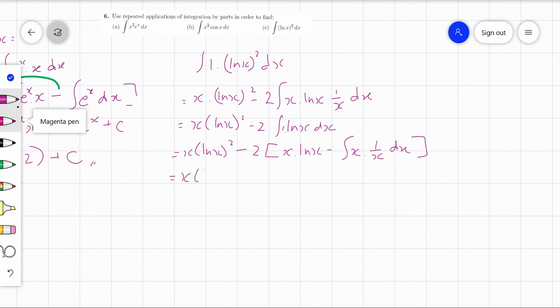Alright, so I've got x log x squared minus 2x log x. Again, be careful here, minus times a minus is a positive 2, so positive 2, and this just becomes a 1 dx, so when I integrate I just get an x. We can leave it like that, they're all there, that's fine. Okay, hopefully that helps.